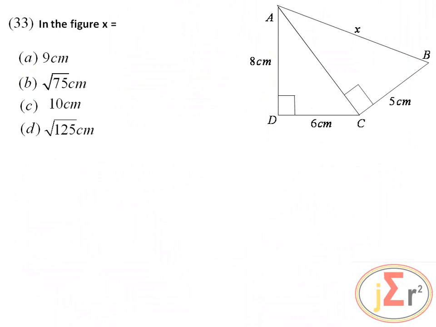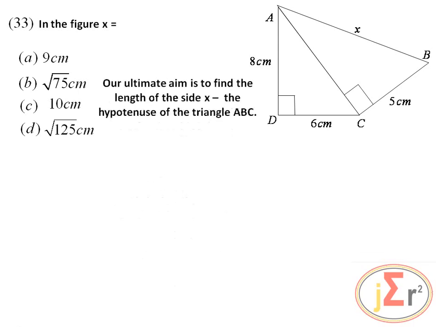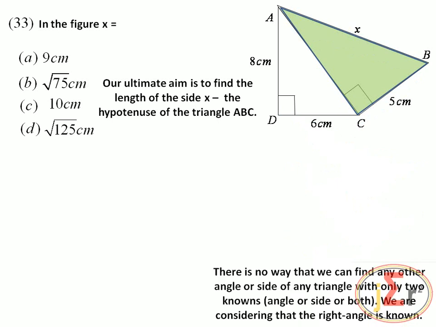We have a somewhat sophisticated figure right here, and we need to determine the value of x in centimeters. So we have, this is a right angled triangle, and also this is another right angled triangle. No other angle is given, therefore we are sure that all of our work will be by Pythagoras Theorem. Our ultimate aim is to find the length of the side x, the hypotenuse of the triangle ABC. That is the triangle that we are focusing on.